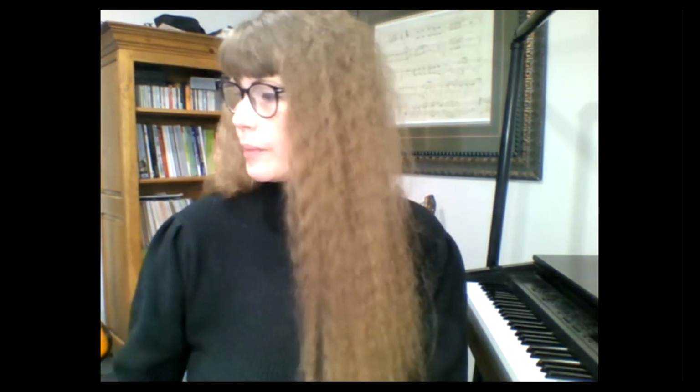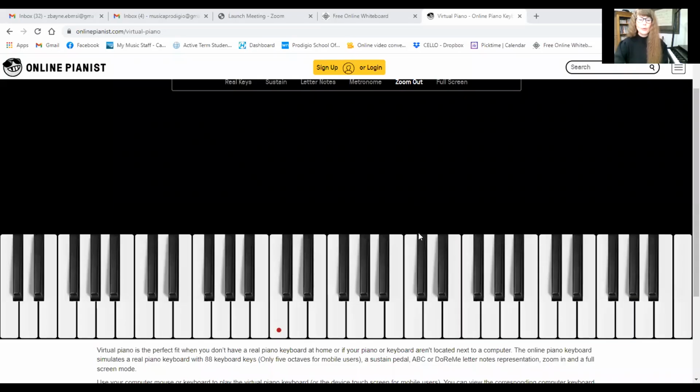Today we're going to be working on half steps and whole steps. We're working through the course Celebrate Theory, that's level 1, and the half steps and whole steps are from the Unit 2 section. So first of all, I'm just going to take you over to my virtual piano so we can look at what it looks like on a keyboard.